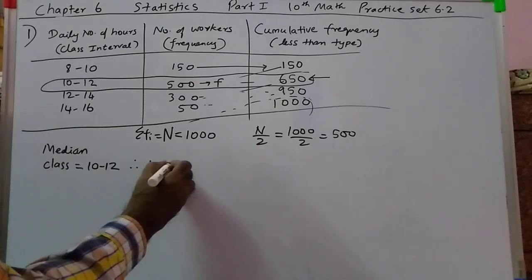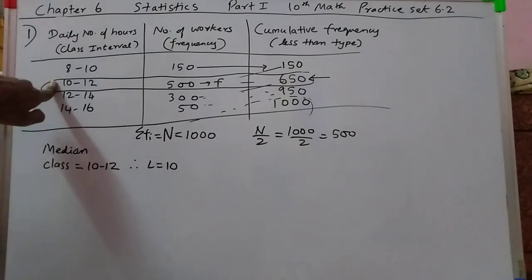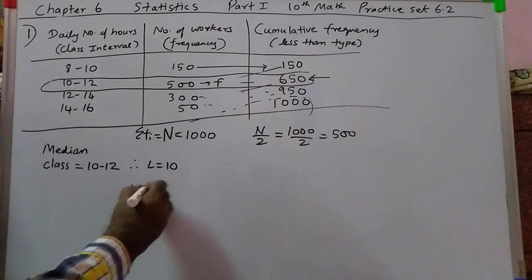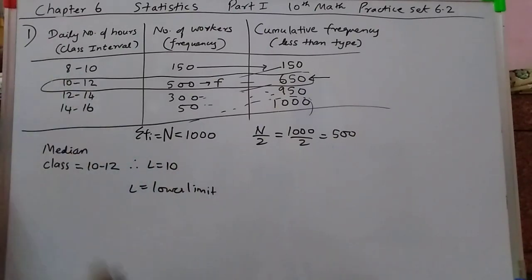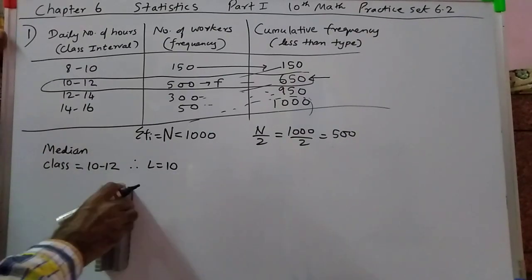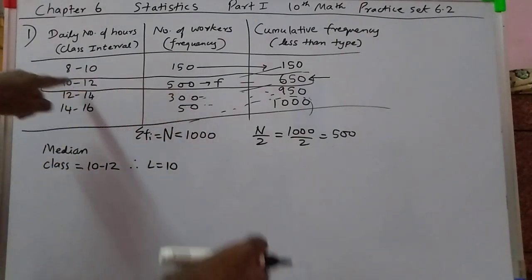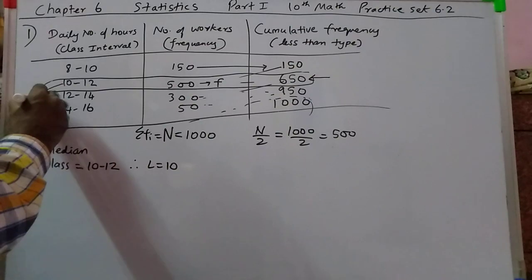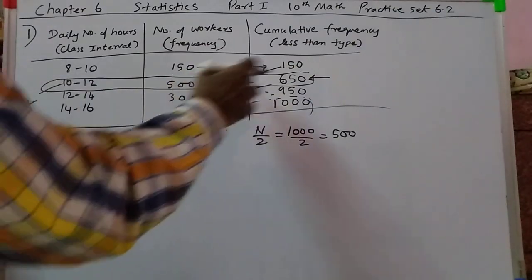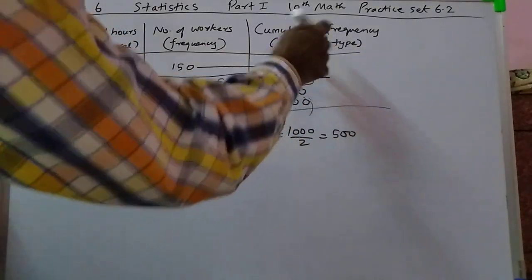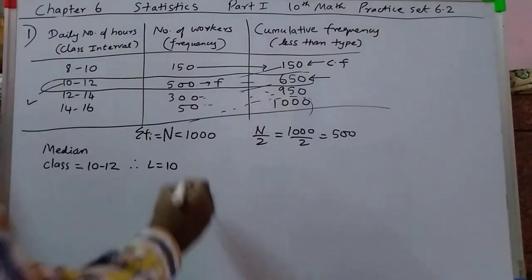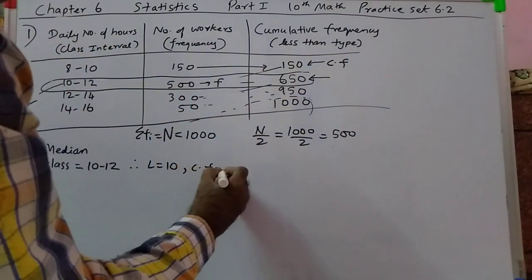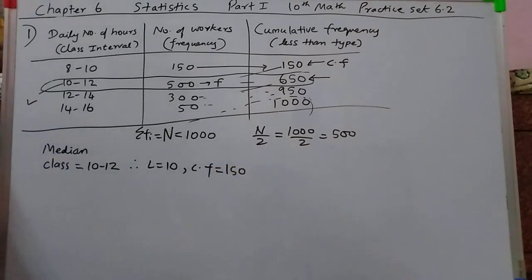Therefore, L is equal to 10. L means lower limit. Lower limit is 10, that we got. And we got F. Now just above it is the cumulative frequency. Cumulative frequency is 150.